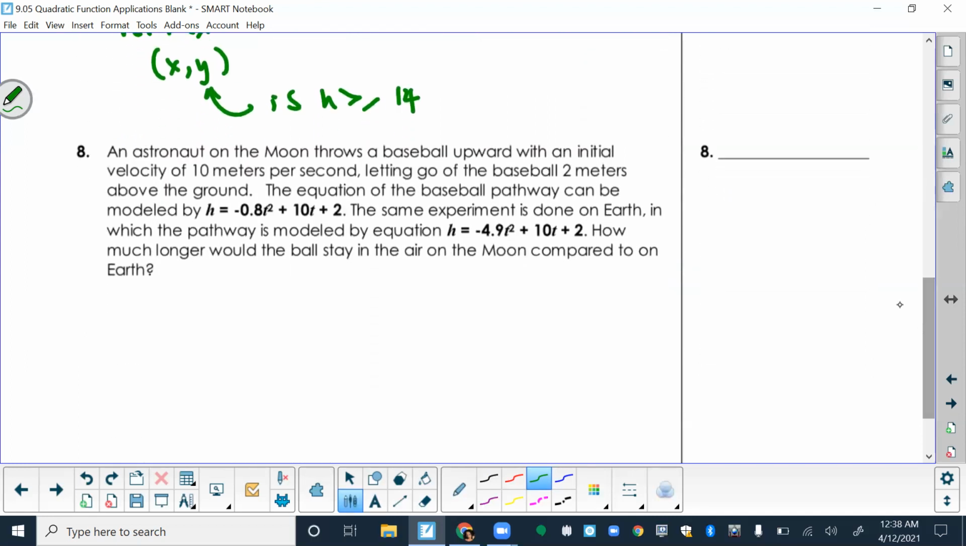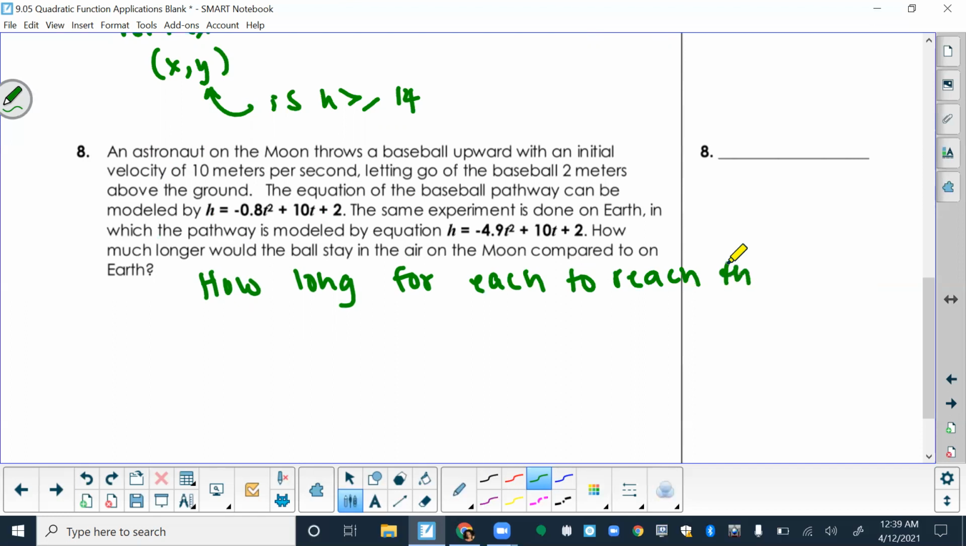And then lastly, this one's a bit more of a challenging one, and I'll let you read through it. But essentially what you need to figure out is how long it takes for each one to reach the ground. And then we know that reach the ground means that h would be 0. And then compare the two t values.